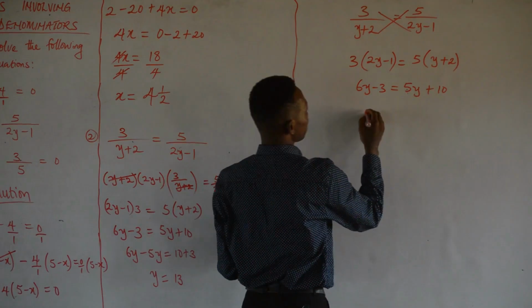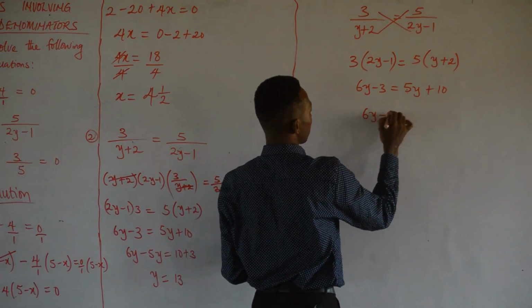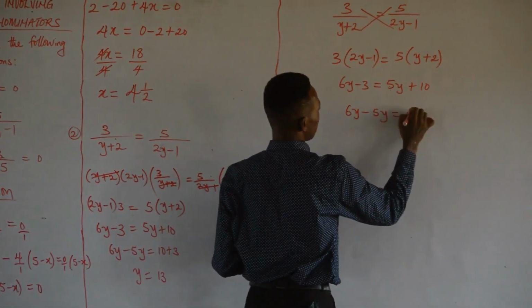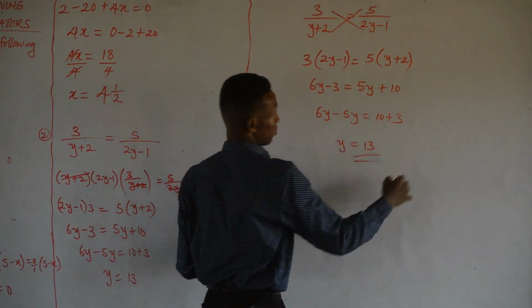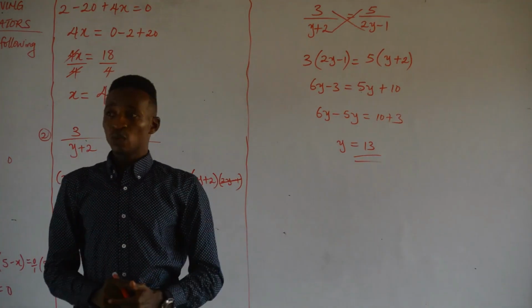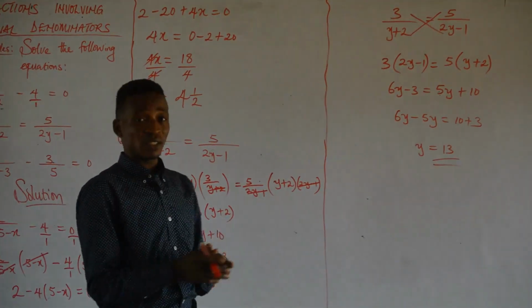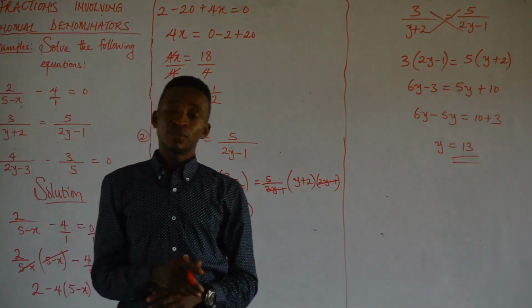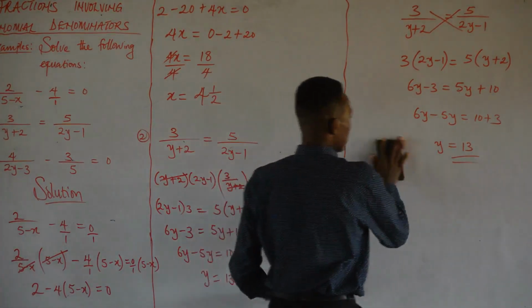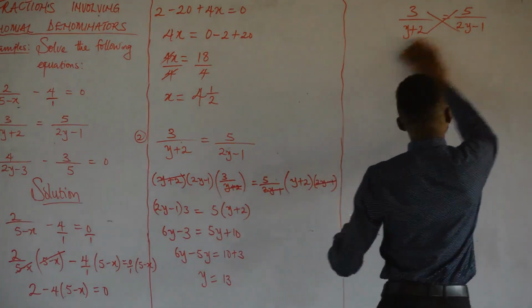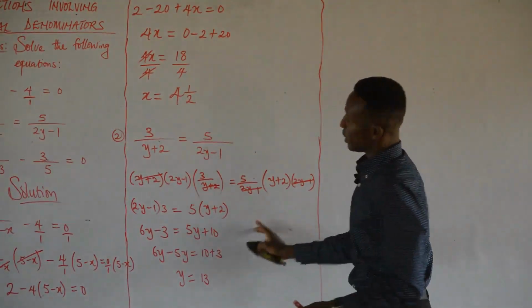So here now we have, collect your like terms, 6y minus 5y equals to 10 plus 3. Here we have y equals to 13. Very short, so you don't need to waste your time. That's if you are dealing with questions that have one denominator on both sides. So easily you'll be able to get your answer. So I'm going to leave this one here. I don't need it, since I've used one method to solve this one here.